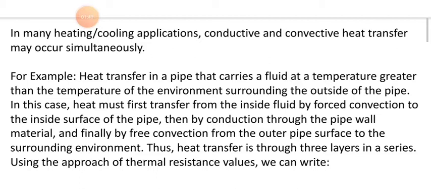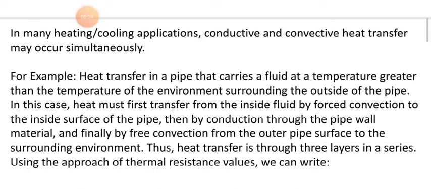So this thing is given here. Heat transfer in a pipe that carries a fluid at a temperature greater than the temperature of the environment surrounding the outside of the pipe. In this case, heat must be transferred from inside fluid by forced convection to the inside surface of the pipe, and then by conduction through the pipe wall material, and finally by free convection from the outer pipe surface to the surrounding environment. What is actually happening here? Both heat transfer methods are involved.